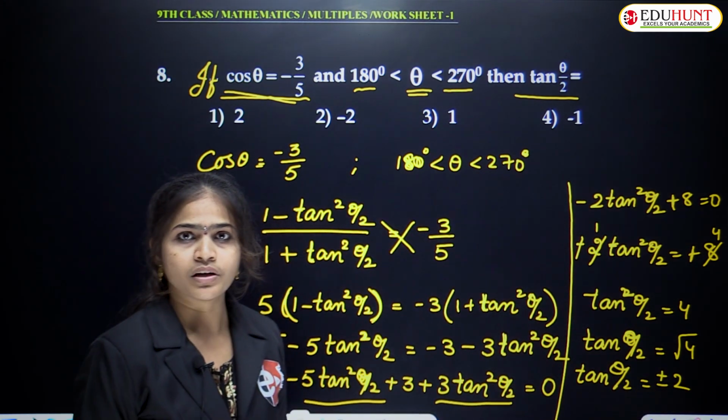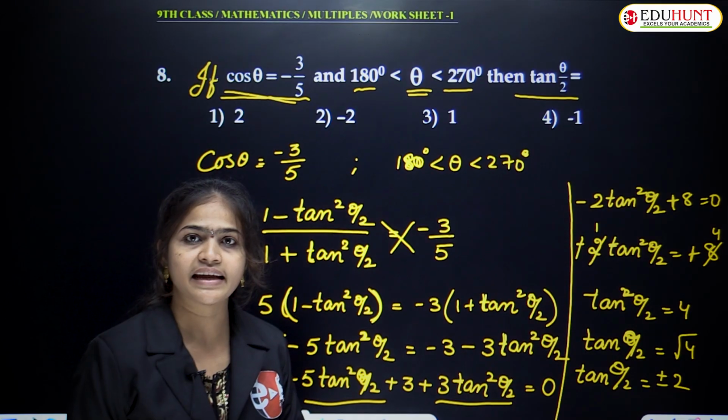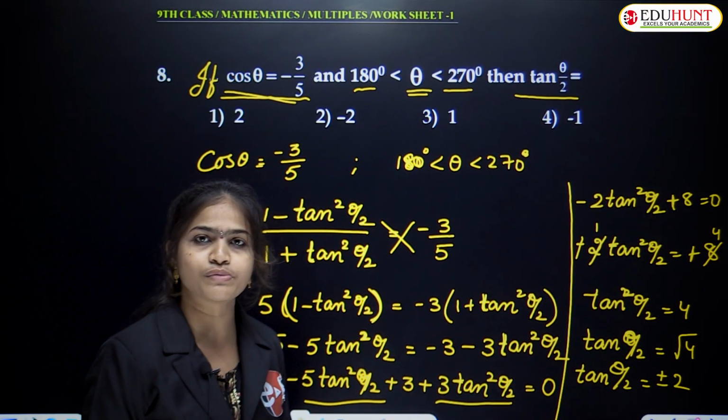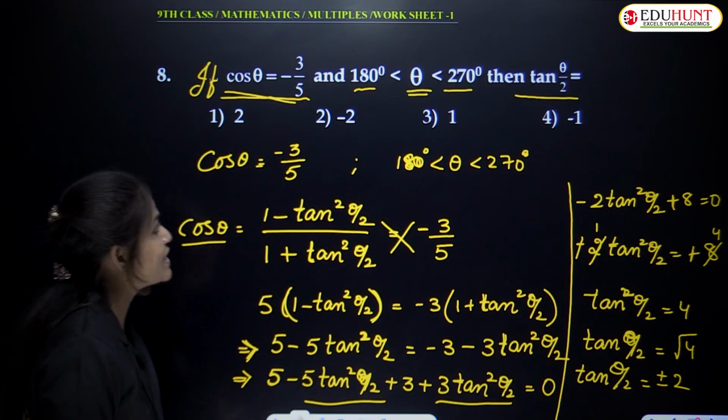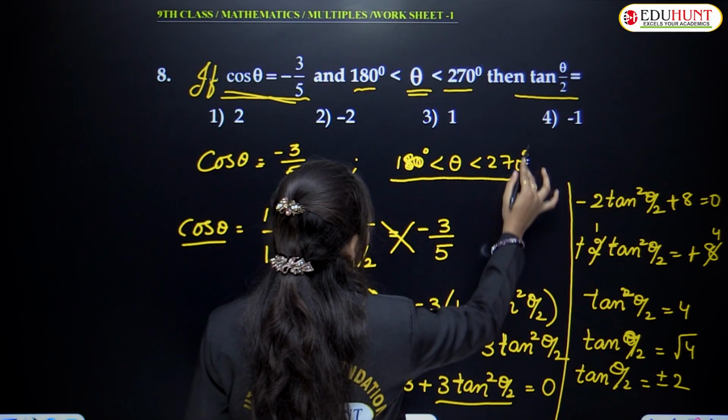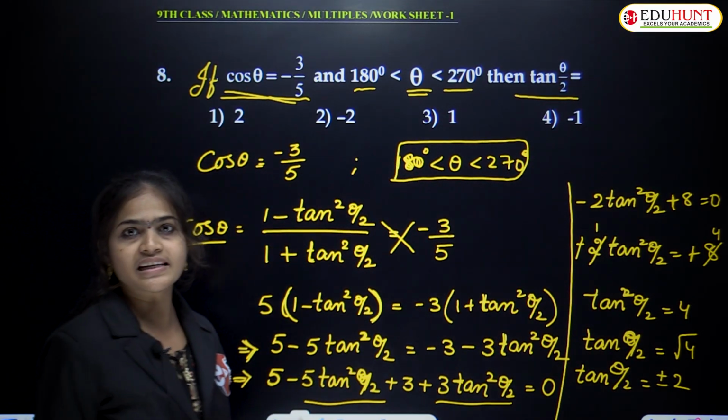Now what is the value of tan theta by 2 here? Either plus 2 or minus 2. Which one is correct? How can we say? That depends on the given condition. They gave one of the conditions. What is that condition?